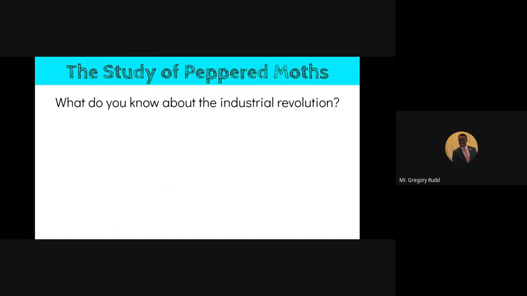So the study of peppered moths is an extremely useful study in conversations about natural selection. The study of peppered moths is in the context of the Industrial Revolution. So what do you all know about the Industrial Revolution? Okay, there was a lot of pollution, yeah. What else do you know about the Industrial Revolution? What happened that caused that pollution? Factories. Yep. Machinery.